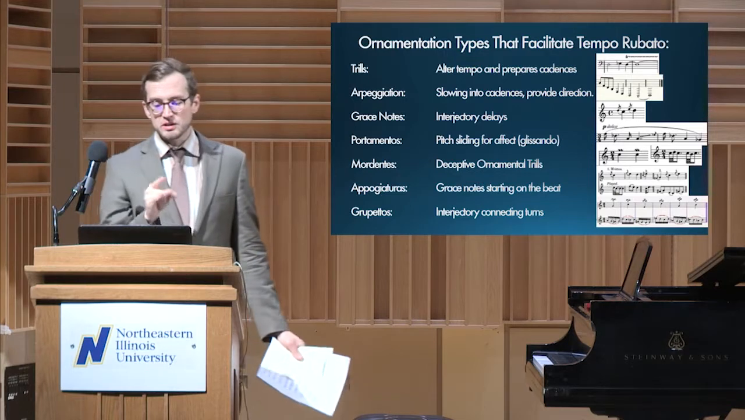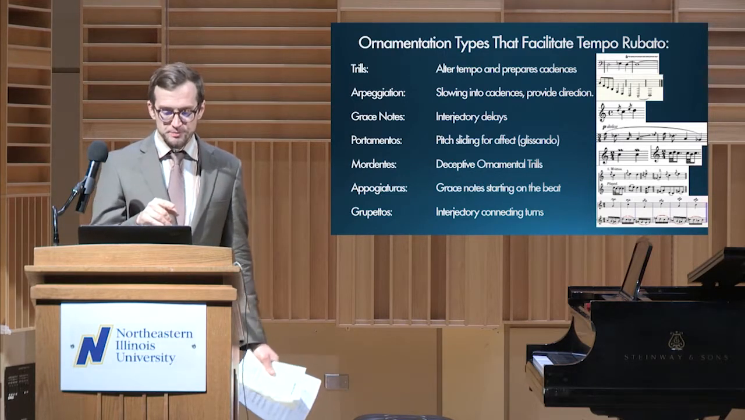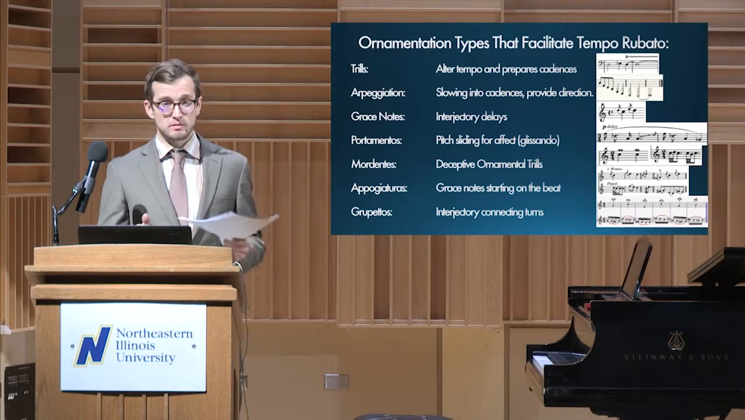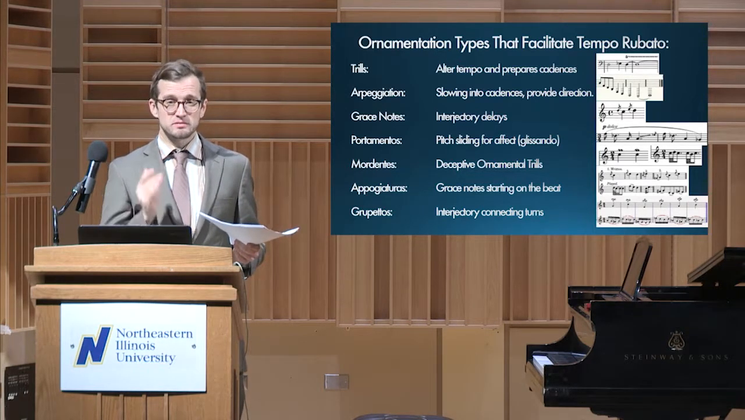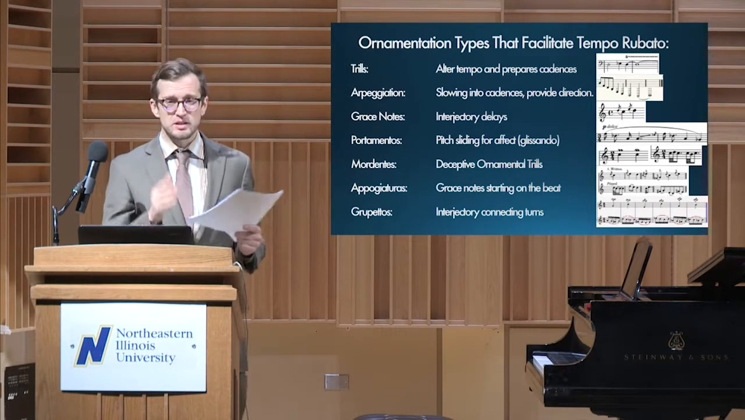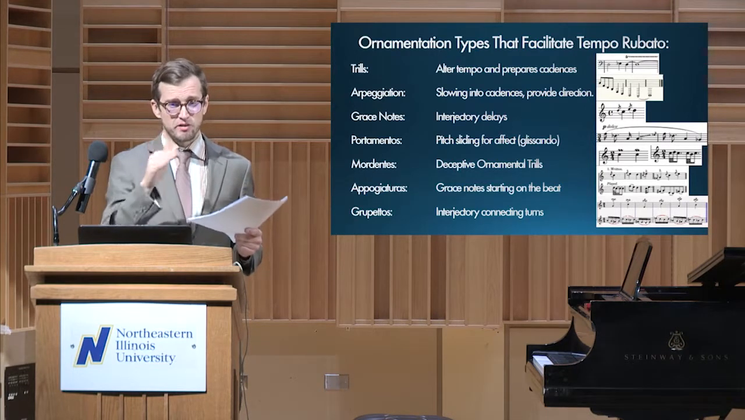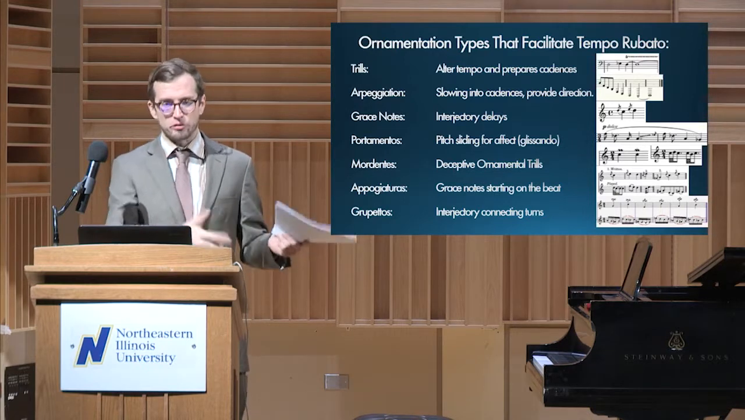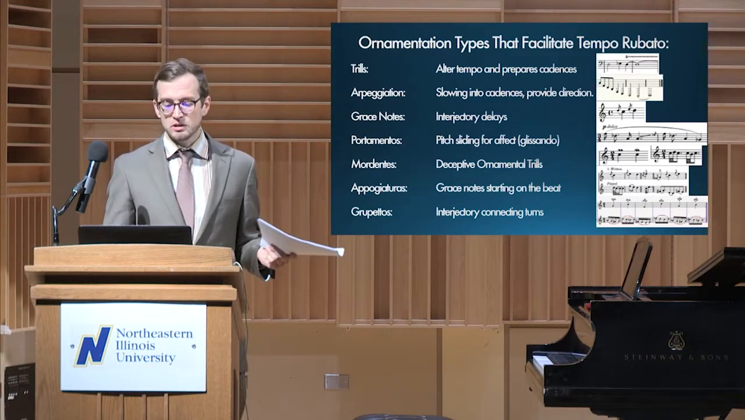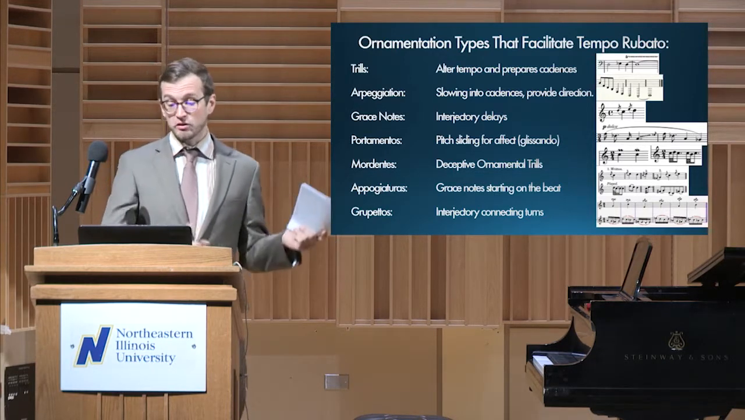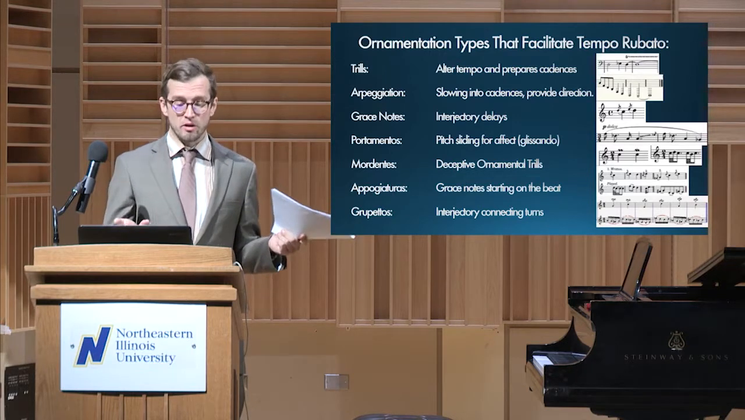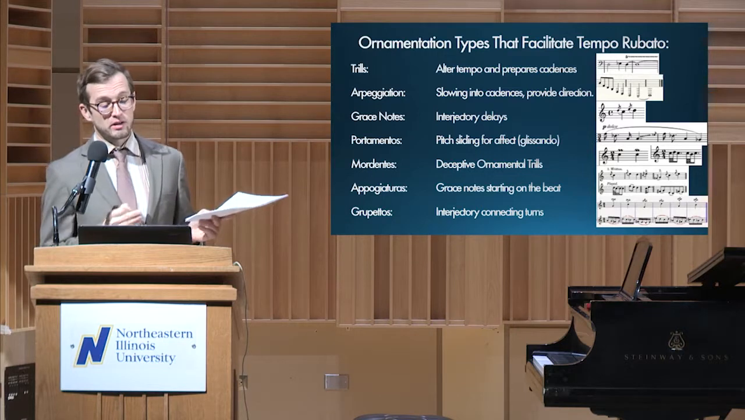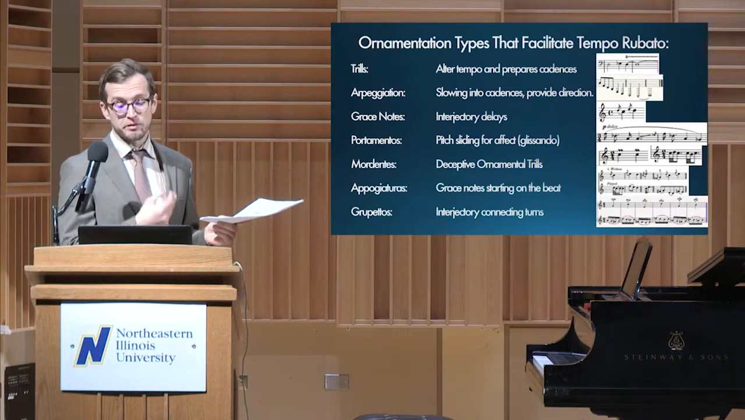Ornamentation types that facilitate tempo rubato: trills, which alter time and prepare cadences. The trill doesn't happen in a subdivided manner. It eventually kind of ceases, but it wiggles around and it has the ability to alter the time. Arpeggiation, slowing into cadences, provides direction towards lower or higher notes. Grace notes, which function as interjectory delays of important notes.